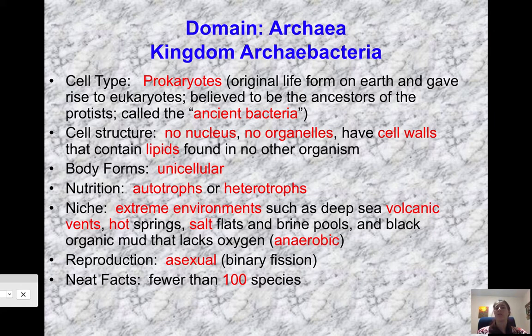They're unicellular, they can be autotrophs, heterotrophs, but they really like those extreme environments like volcanic vents, hot springs, salt flats. So we actually have lots of those halophiles, which are salt-loving bacteria, Archaeobacteria in the Great Salt Lake, which makes it pink, sort of, if you see it from like a plane picture or something like that. They usually like areas without oxygen, which are anaerobic or anoxic, and they reproduce asexually, which is usually how most bacteria are going to reproduce through binary fission. And there's actually less than 100 species, so if we look back on the last slide, we notice that there weren't as many branches.